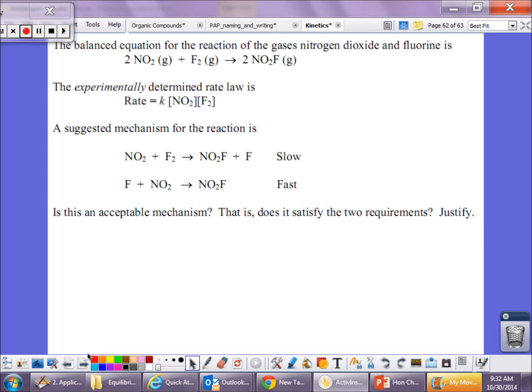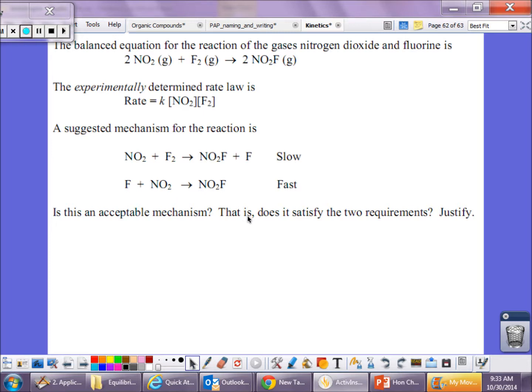The balanced equation for the reaction of the gases nitrogen dioxide and fluorine is, this is your balanced equation. This is the experimentally determined rate law. By experiment, this is determined. A suggested mechanism for the reaction is, they tell you this is the mechanism we suggest, exactly what happened step by step to get that rate law. Is this an acceptable mechanism? That is, does it satisfy the two requirements?